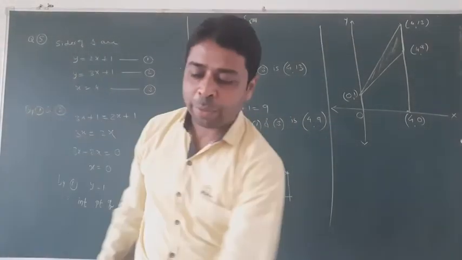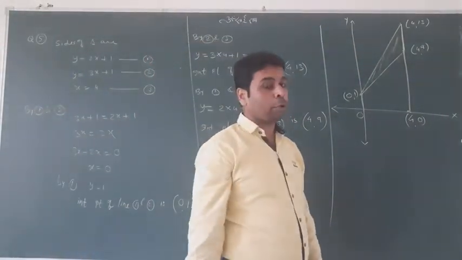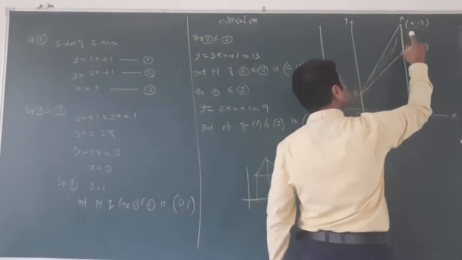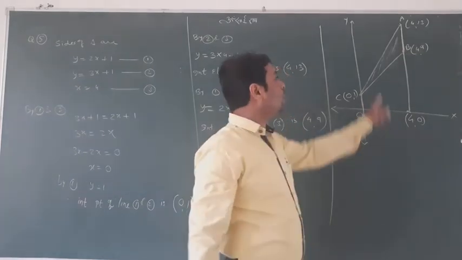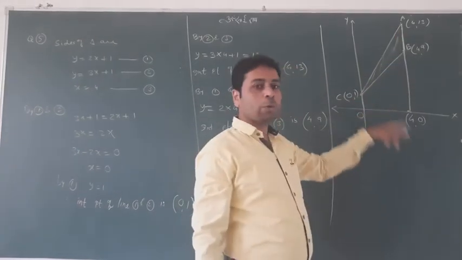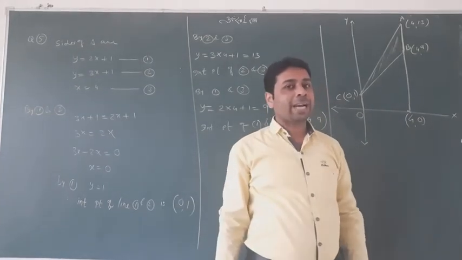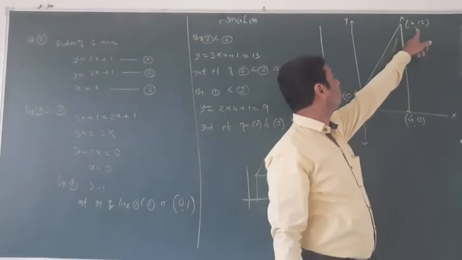One question is still remaining that I want to tell you. Very important thing I'm telling you. Look at this. Suppose it is A, it is B, it is C, and it is O. So what is the equation of AC? That's the question. What is the equation of AC? One should understand. I tell you one trick, that it is (4, 13) and (0, 1).